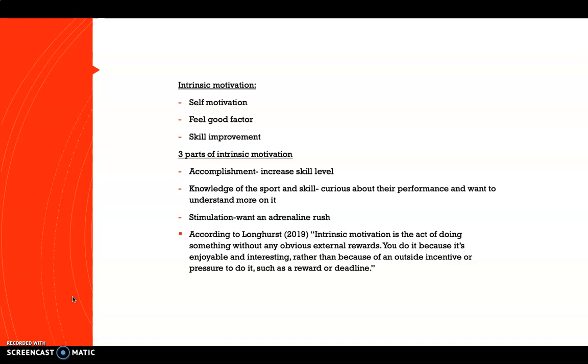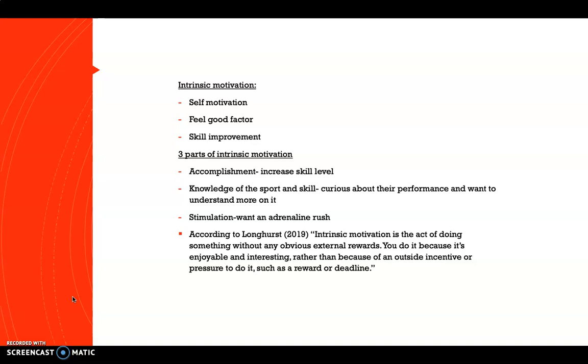There are 3 parts of intrinsic motivation. Accomplishment, so obviously increasing their skill level. They want to accomplish something overall. They're also curious about their performance and want to understand more about it, so knowledge of the sport and the skill. Stimulation, overall they just want an adrenaline rush. It's something that rushes them, it gives them a high, really. According to Longhurst 2019, intrinsic motivation is the act of doing something without any obvious external rewards.